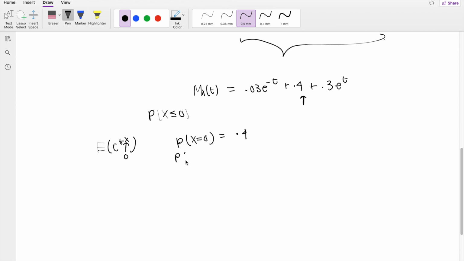And the probability that X is equal to negative 1, because we're looking for less than 0, is going to have a negative in that exponent, negative t. So the coefficient right here, the probability, is going to be 0.3. And that's it. So then the probability that X is less than 0 is going to be equal to 0.4 plus 0.3, which is equal to 0.7.